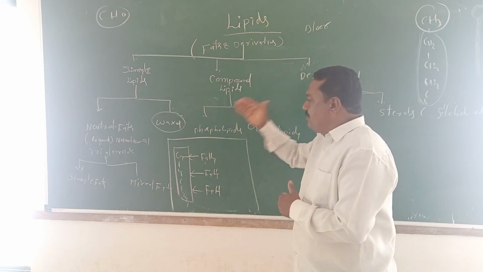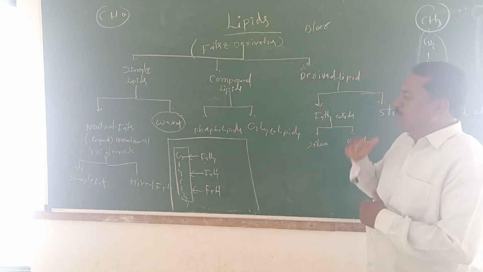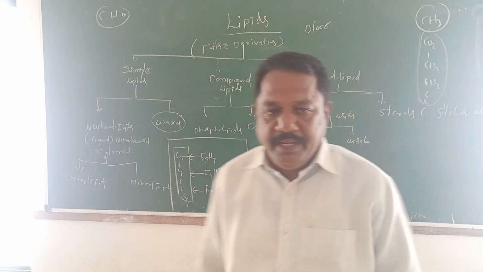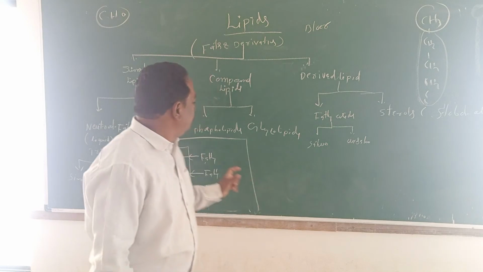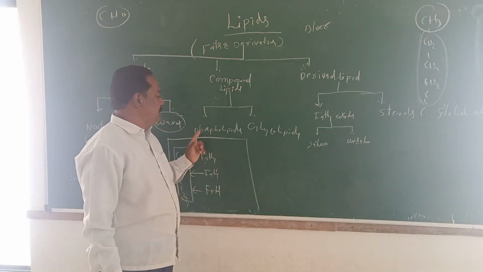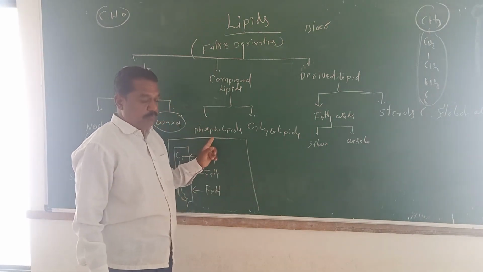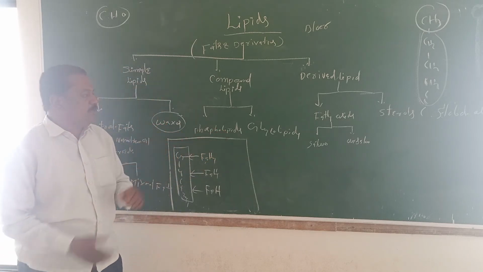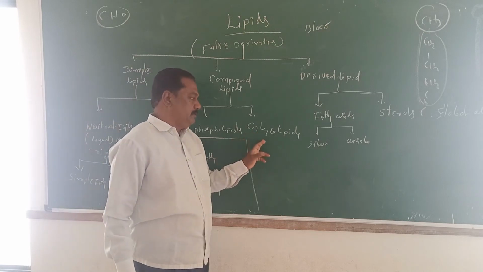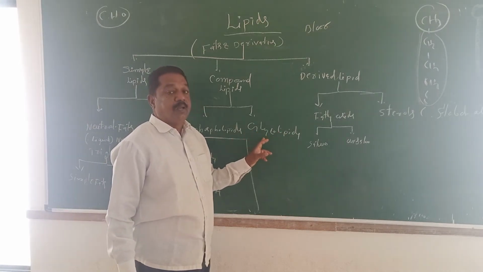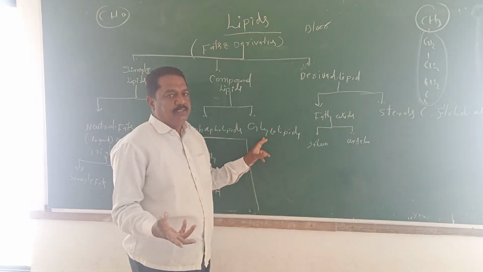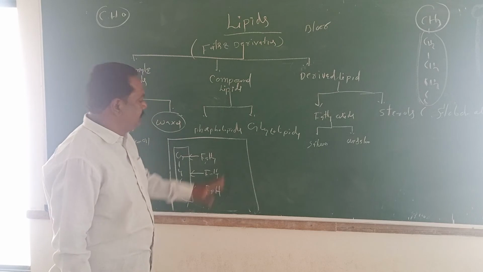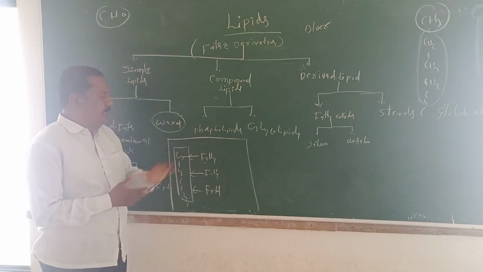The compound lipids are further categorized into two main categories: phospholipids and glycolipids. If lipids are attached with a phosphorus group, they are called phospholipids. Now glycolipids: glyco means carbohydrate form. Lipids attached with carbohydrate forms are glycolipids. Lipids attached with phosphorus are called phospholipids.